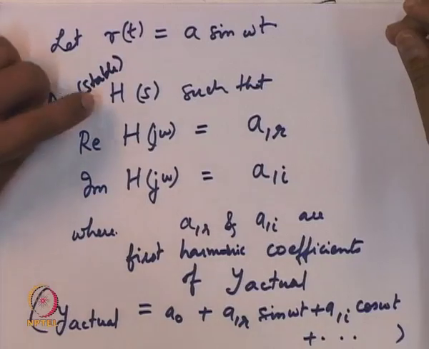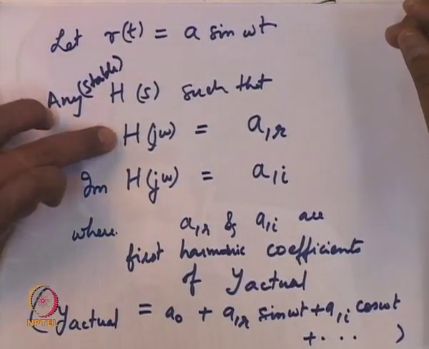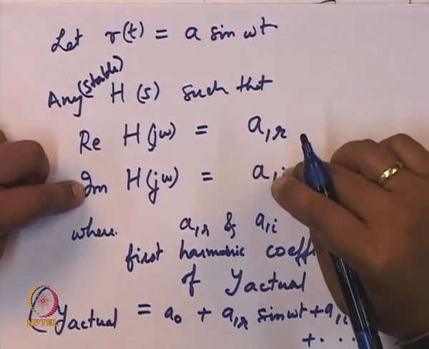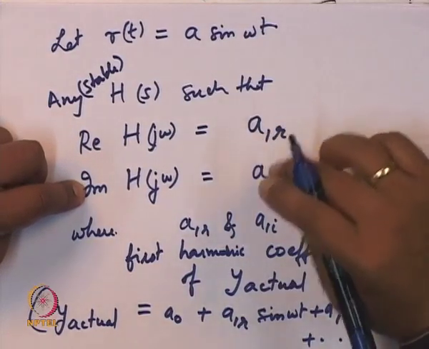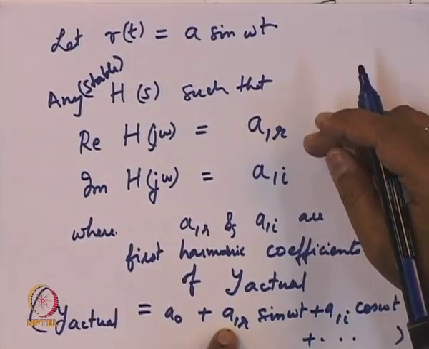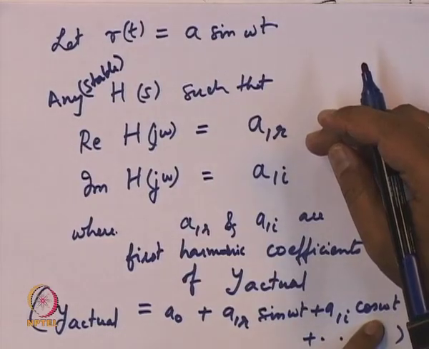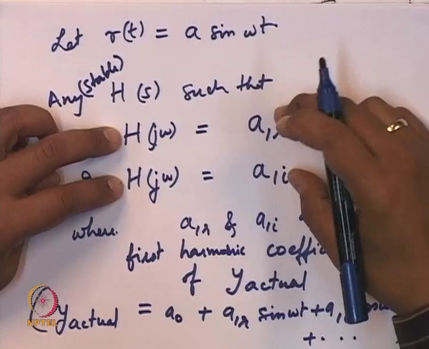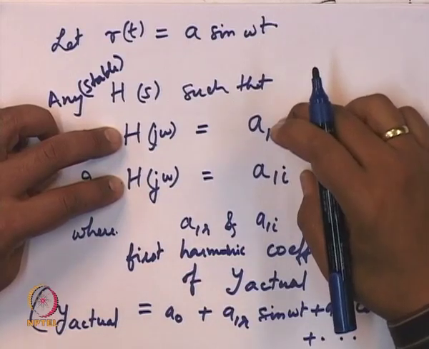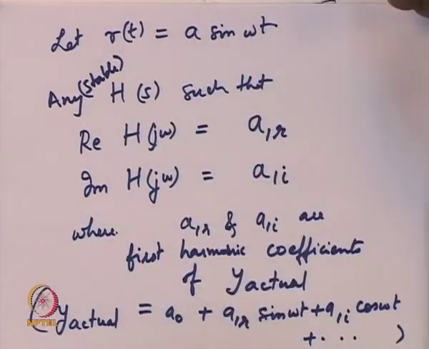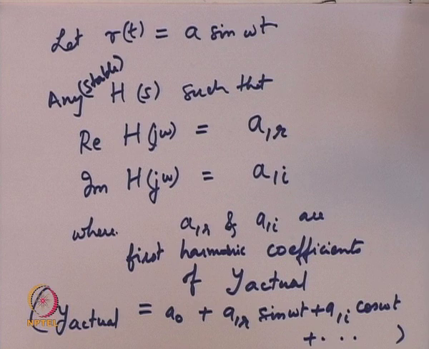So any stable transfer function h of s whose real part coincides with a1r, whose imaginary part coincides with a1i. What are these a1r, a1i? A1 refers to the first harmonic, and r and i refer to the sine omega t part and cos omega t part. Take any transfer function which matches only here. As long as it matches here, this h is a best approximant. What is best about it? It minimizes the square error.